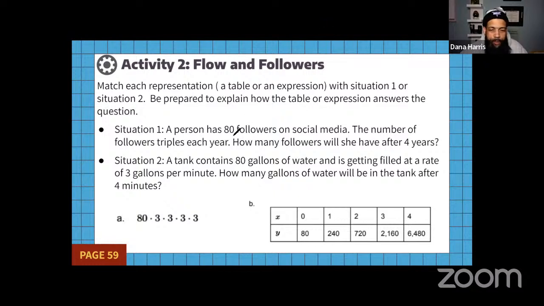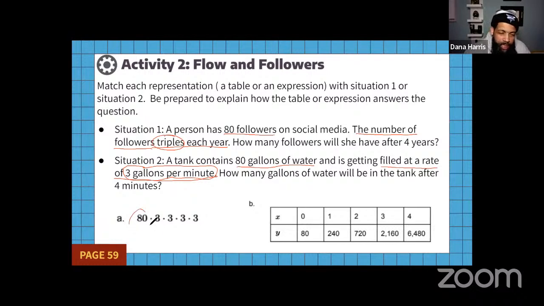Important information, okay? The number of followers triples each year. So it triples. When you triple something, you're multiplying by 3, okay? This one, so that's the initial value of 80 followers. Here we have an initial value of 80 gallons of water, and it's filled at a rate of 3 gallons per minute, okay? So now each situation A, B, C, D, we're going to see which one of these does it match, situation 1 or situation 2.